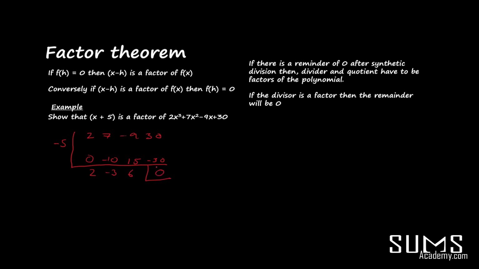Add these two together and you get 0. So here the remainder is 0. What does that mean? Like we were saying, if the remainder is 0 after the division, then the divisor and the quotient have to be factors of the polynomial. So that's one way of saying, show that x plus 5 is a factor. Well, the remainder is 0, therefore x plus 5 must factorize perfectly into this polynomial. So you'd say x plus 5 is a factor.